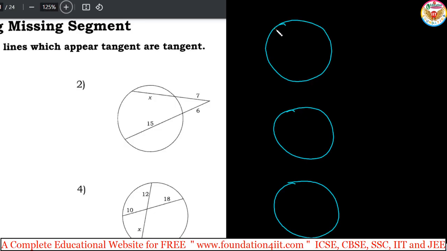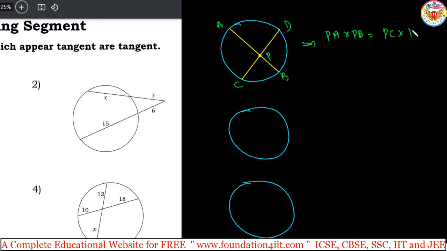Two chords intersecting each other internally. This is intersecting internally, right? Now let us take AB and CD intersecting internally at P. Then the rule is the distance PA into PB is exactly equal to PC into PD. The product is the same when two chords intersect each other internally.